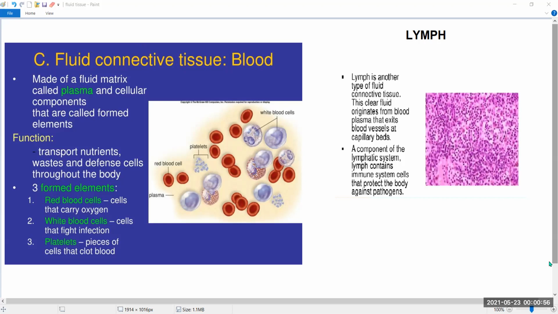Whereas the lymph is a slightly yellow-colored fluid that surrounds all the body cells. It is plasma without red blood cells and blood proteins. Lymph plays an important role in fighting against germs and bacteria. So children, that is all for the connective tissue present in animals.